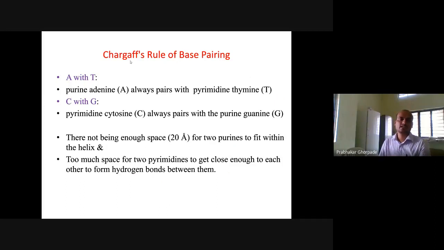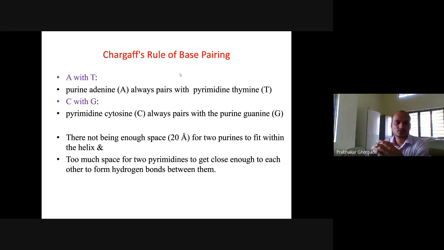Next is Chargaff's rules of base pairing. In this base pairing, A pairs with T. So the purine residue adenine base pairs with the pyrimidine thymine. The pyrimidine residue cytosine always base pairs with the purine guanine. There is not enough space within the 20 angstrom width of the helix to fit 2 purines. So that is why adenine and guanine usually don't pair with each other. Adenine has to pair with thymine because they have to fit in the available space.